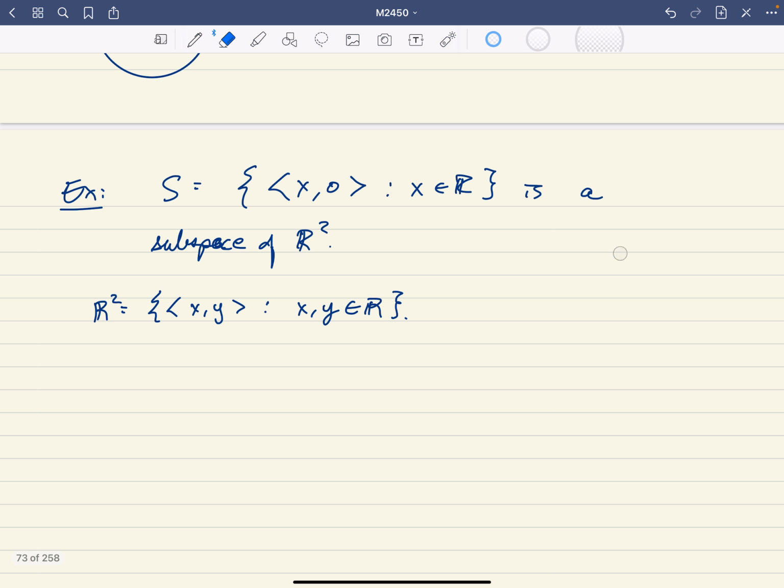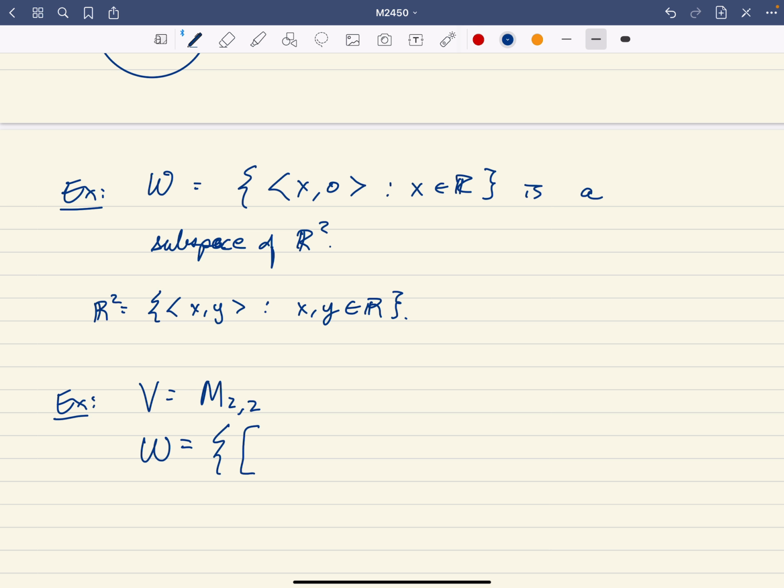A little bit more interesting, we could consider V to be the set of 2 by 2 matrices, and maybe we can let our subspace W, I should call our subspaces W just to be consistent with the book, be the set of 2 by 2 matrices of the form [a, b; 0, c]. So maybe the set of upper triangular matrices. That's going to be a subspace of M2,2. Again, you can check that if you add any two matrices of that form, you get another one. If you take a matrix of this form and multiply by some scalar k, you get another matrix of this form. All the other properties are satisfied. Okay, but these are subspaces.